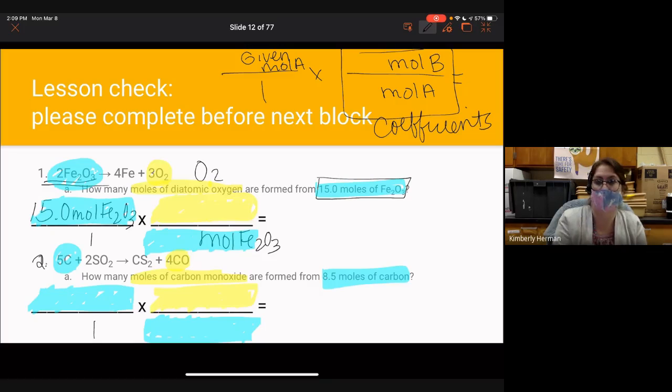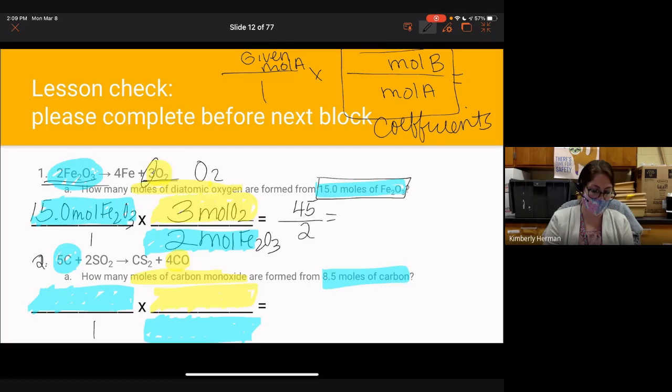So we go back to our balanced chemical equation, we see that we have 2 moles there. Then we need to find out how many moles of diatomic oxygen, which is O2. We see its coefficient is 3 for it. So hopefully you have your calculator ready to go. We're going to do our top first, which is 15.0 times 3. We're going to get 45 here. And then we multiply the bottom, which is 1 times 2. So we're going to do 45 divided by 2.